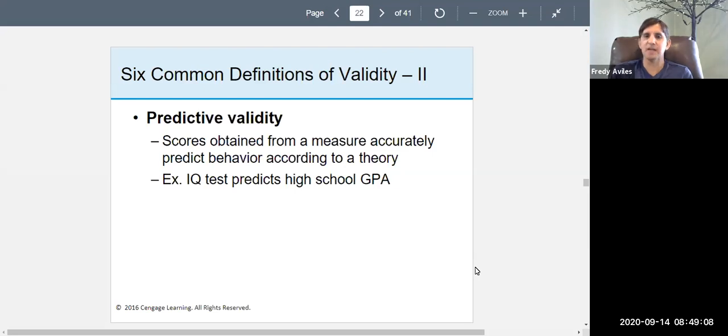We determine the extent to which the IQ test actually predicts high school GPA or college GPA, or the extent to which it basically correlates with GPA. If it can predict that, that means it correlates. We can predict that those that have a high IQ probably also have a high GPA. And when we check their GPAs, we'll find out that that's true if the test has predictive validity.